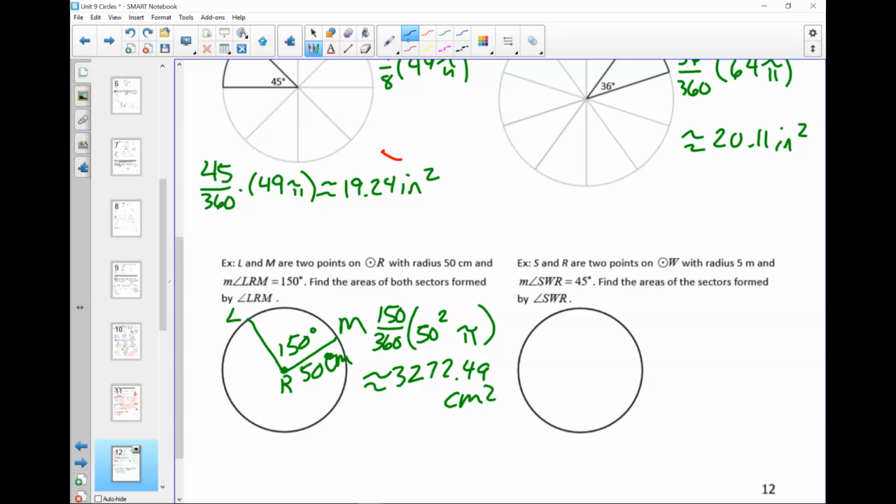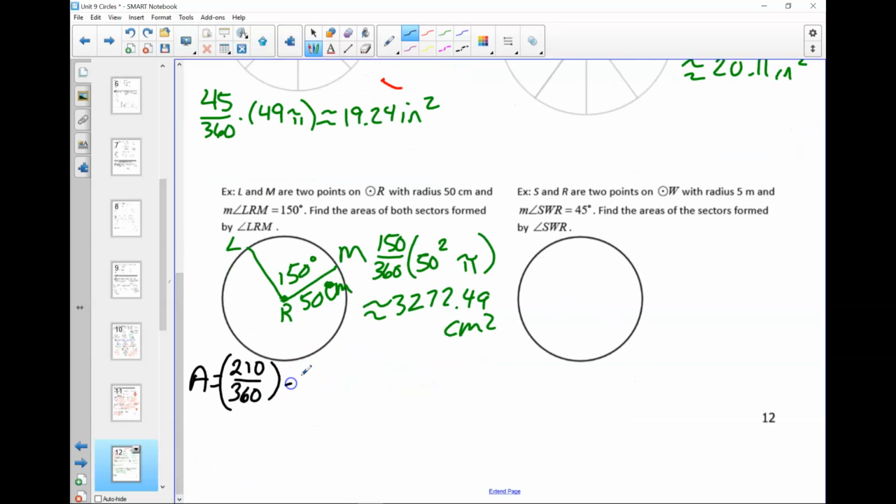The other one, because the whole circle is 360, we're going to take 360 minus 150, and when we do that, we'll get 210. So the area of the other one is 210 over 360 times 50 squared times pi. Okay, when we multiply this all out, we get 4,581.49 centimeters squared.